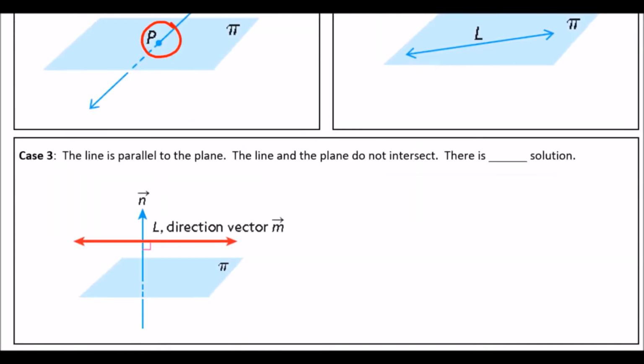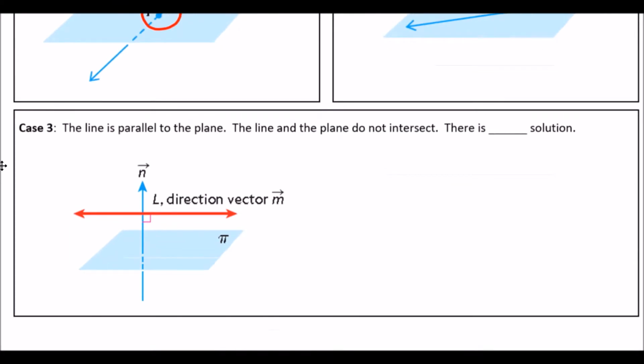And then finally, case 3, the line is parallel to the plane. The line and the plane do not intersect, so here there are no solutions. You can see that this red line is running parallel to this plane, and that line is distinct from the plane, so again it never intersects.